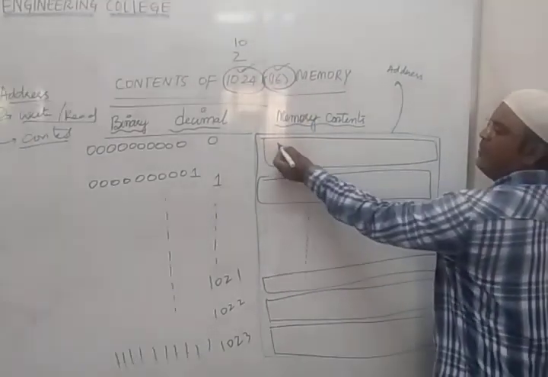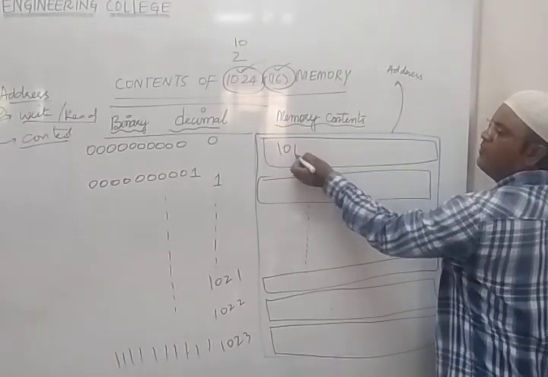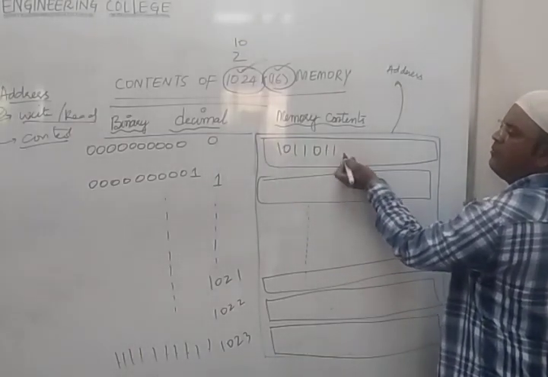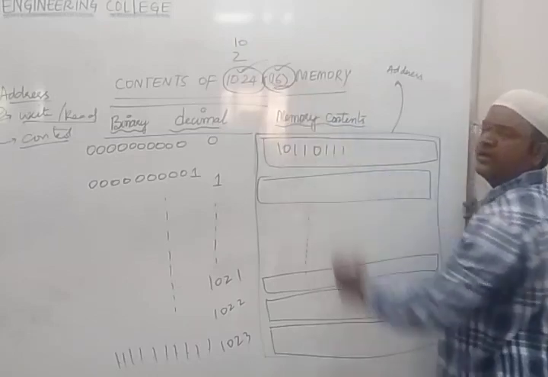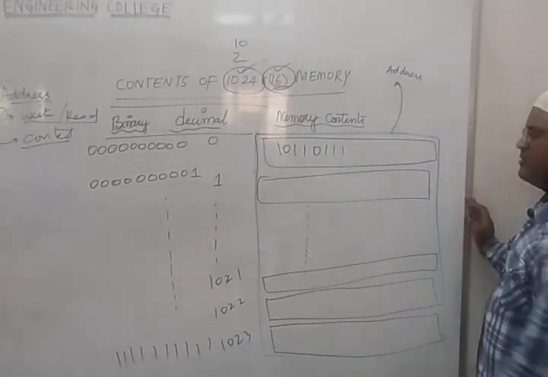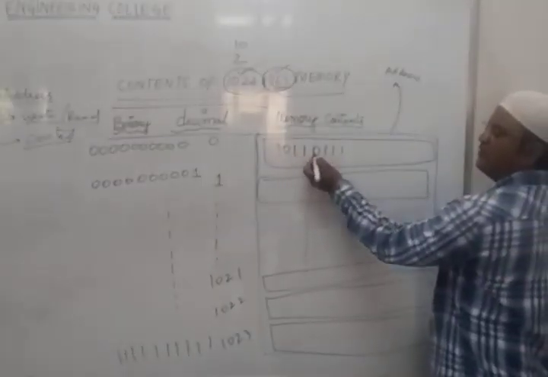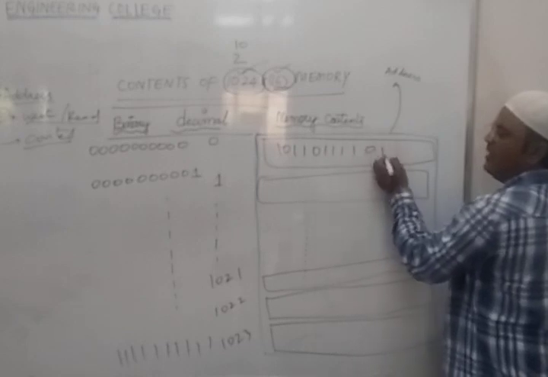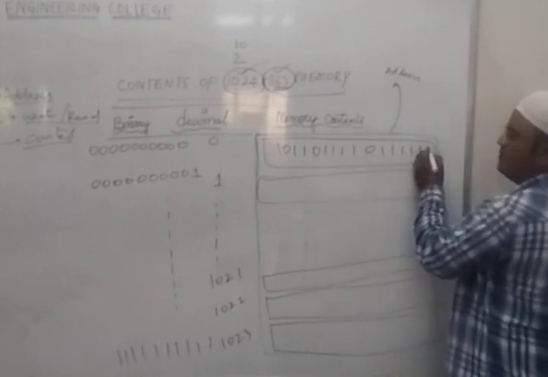I'm storing any random bits. I'm taking 16 bits, 1 0 1 1 0, anything you can put. How many bits should there be? The size should be 16. So this is my first location: 1 2 3 4 5 6 7 8 9 10 11 12 13 14 15 16.